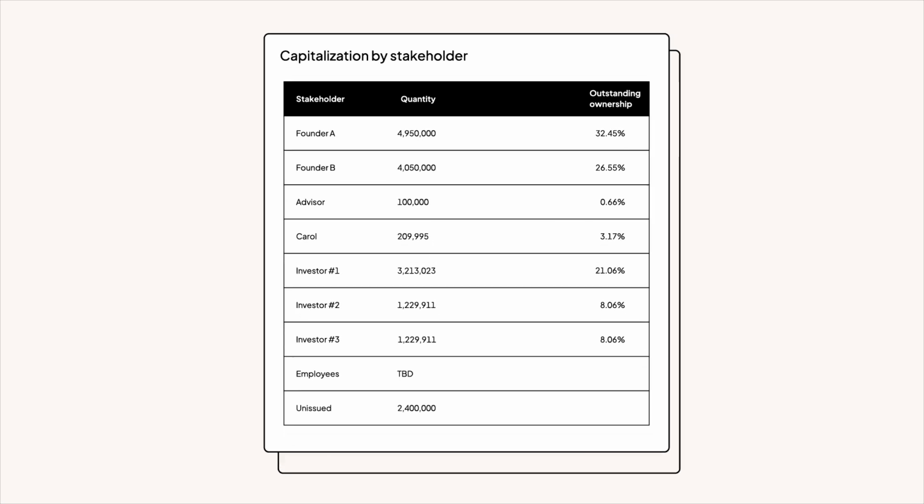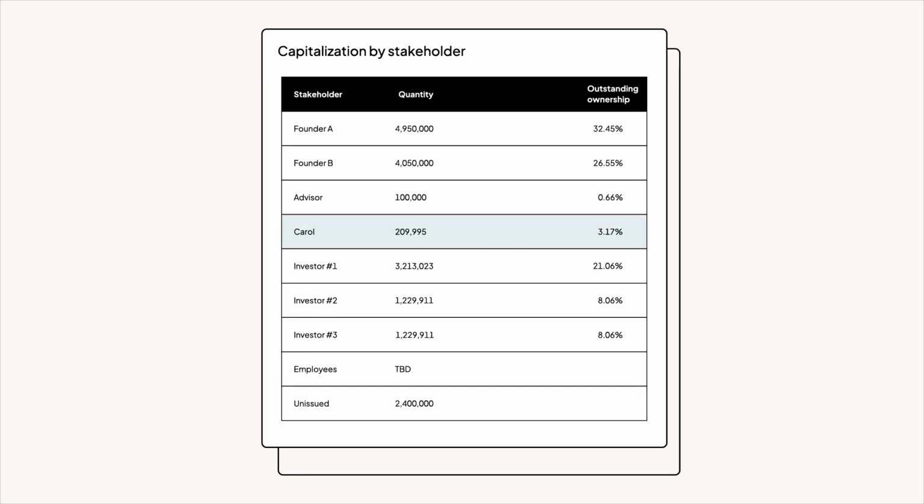All right, let's now look at your cap table, adding in all the new ingredients that we just talked about. As you can see here, Carol's got 209,995 shares. Investor number 1 has roughly 3.2 million. Investors number 2 and 3 have roughly 1.2 million each. You have 4.95 million, and your co-founder has 4.05 million. The advisor you hired back in the day has 100,000, and you have a bunch of employees with different amounts of shares, depending on how much you granted to them.